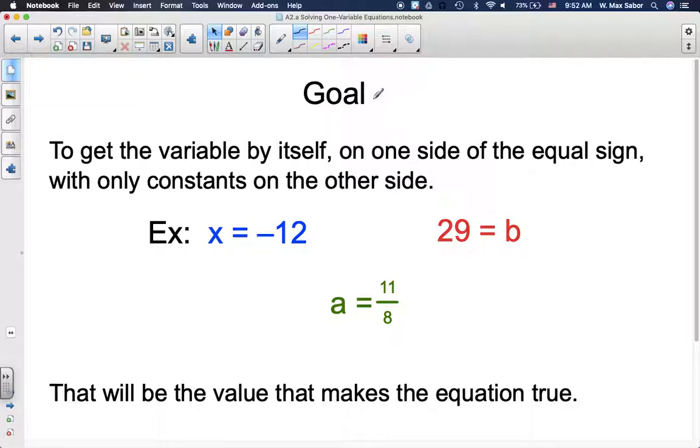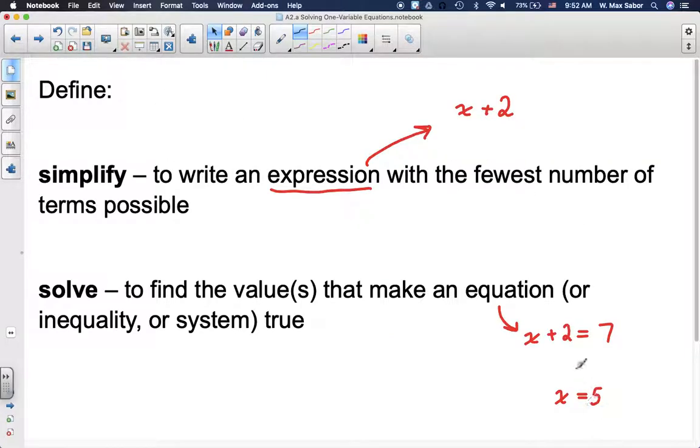Our goal is to get the variable by itself on one side of the equal sign with only constants on the other side. So our goal is to say, okay, x equals negative 12, or 29 equals b, or a equals 11/8. All of these are ways of saying the variable equals a number, and that is the value that makes the equation true. So in this case, we had 5 plus 2 equals 7.